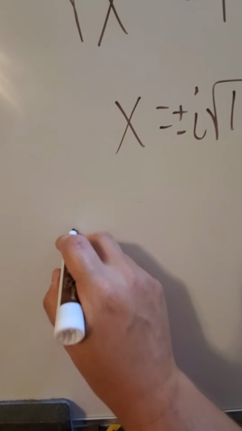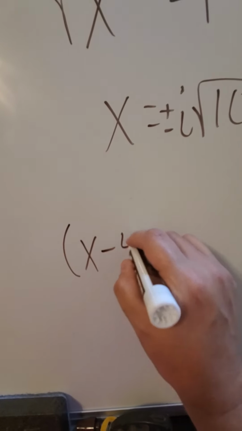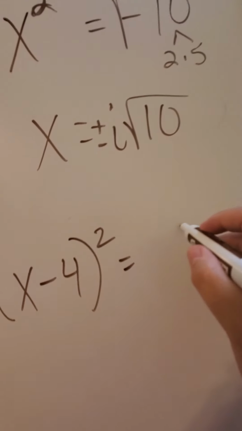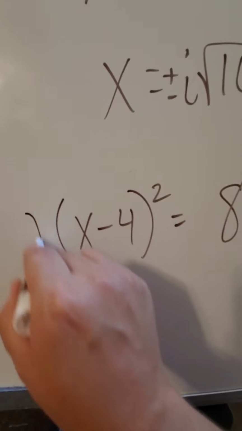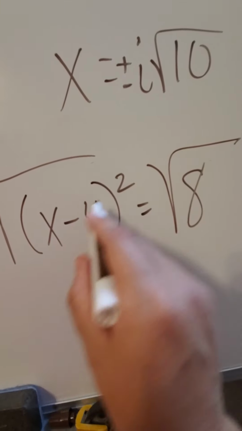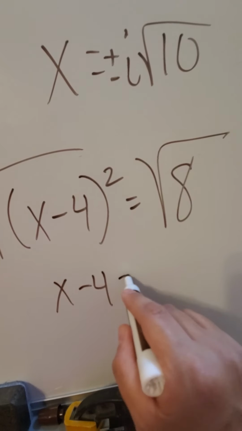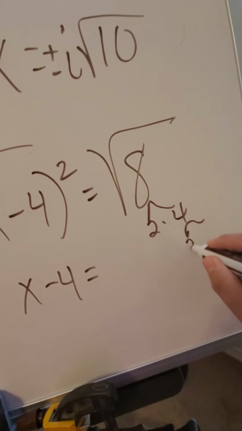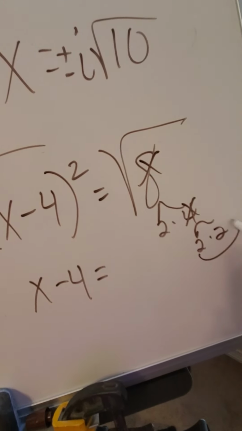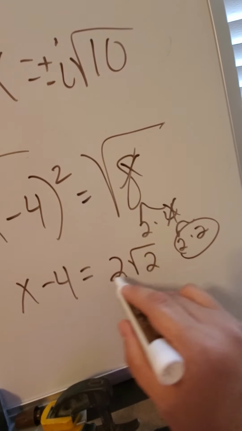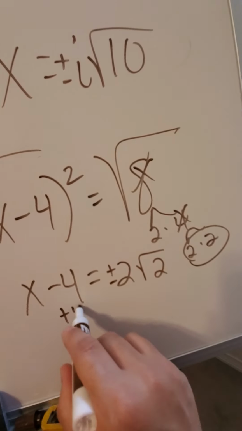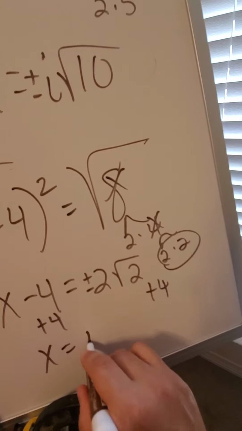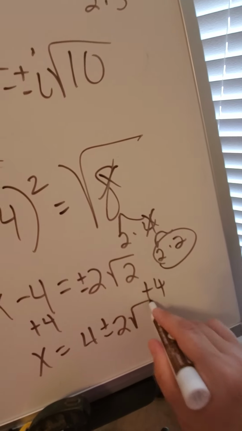And then the last one you had, I don't remember exact numbers. Let's do it like this. If I'm doing this, I'm going to square root both sides. That still cancels out. I'm left with x minus 4 equals the square root of 8. Now 8 is 2 times 4, which is 2 times 2, right? So I have a pair of 2s, and I have a 2 left over, right? Now I'm going to add 4 to the other side. So now it's x equals 4 plus or minus 2 square roots of 2.